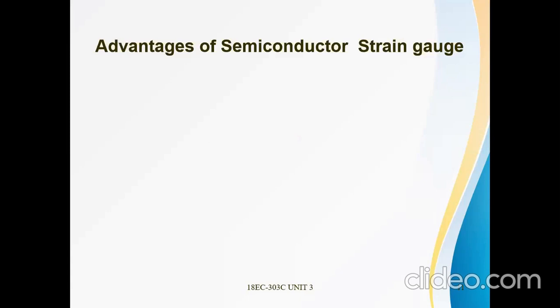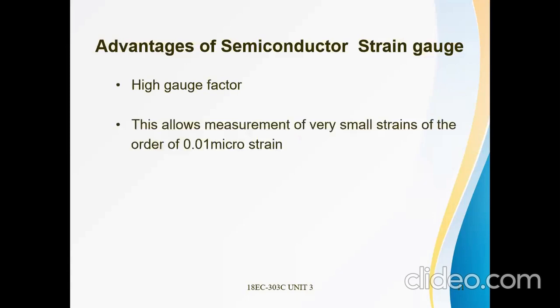What are the advantages of it? In the semiconductor strain gauge, the gauge factor is high. This allows measurement of very small strains, of the order of 0.01 microstrain. Semiconductor strain gauges are used to measure very small strains, and they are very useful for measuring small strains.